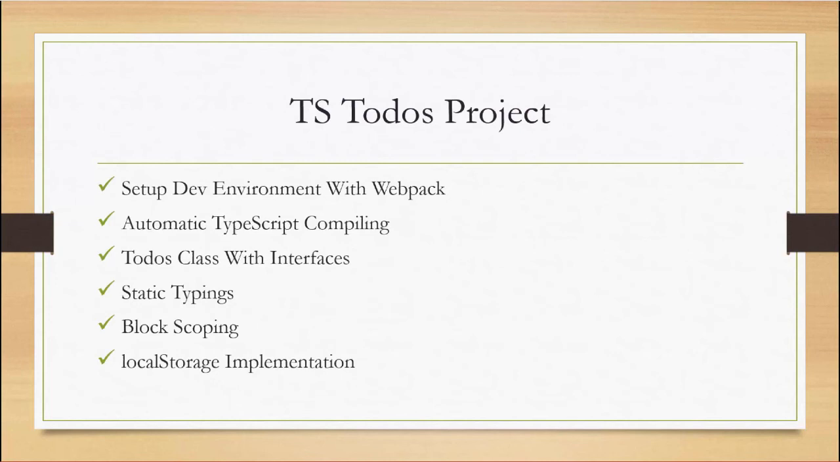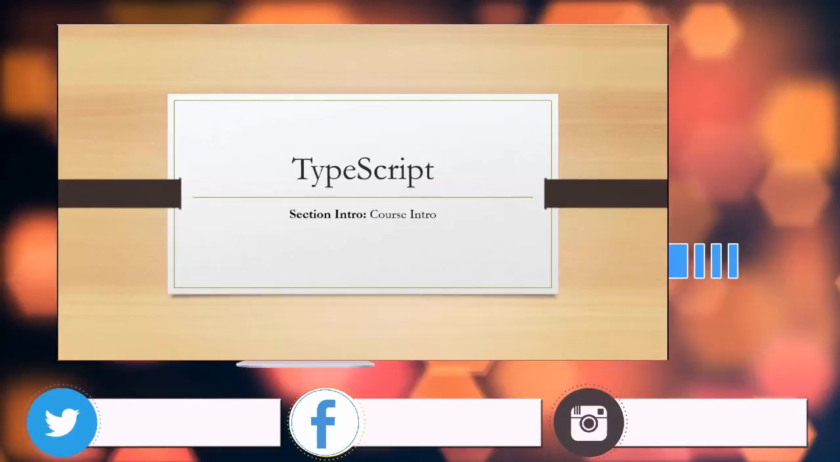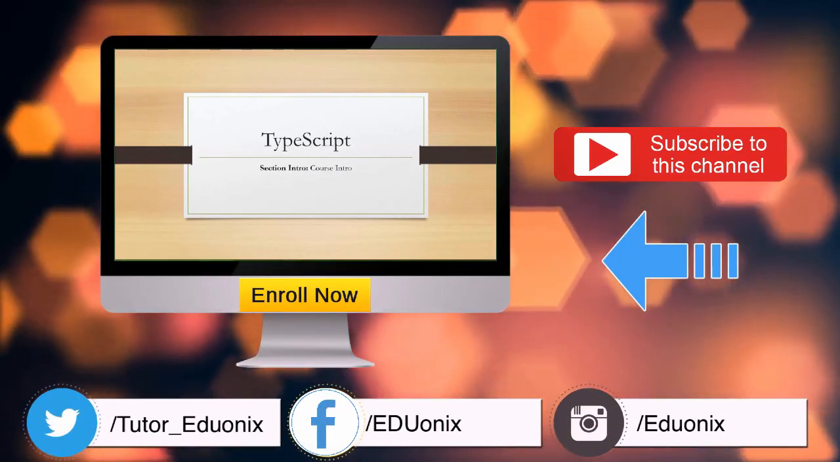So the project, like I said, we'll be using Webpack. We'll set up automatic TypeScript compiling. We'll create a To-Dos class with different interfaces. We'll use static typings throughout the whole application. We'll use block scoping with let and const, and we'll also implement local storage so that we can persist our data. Alright, so that's the gist of the course.